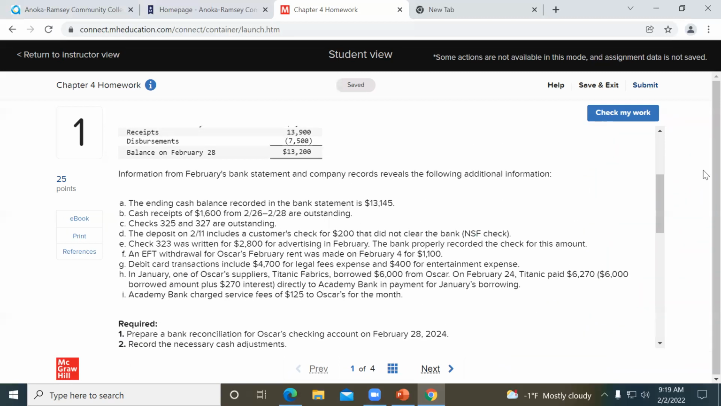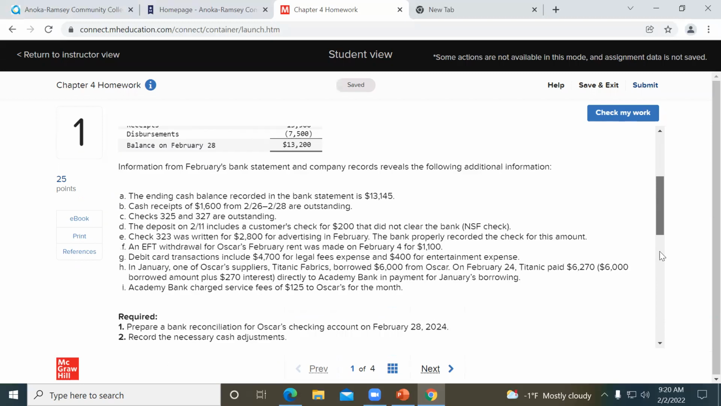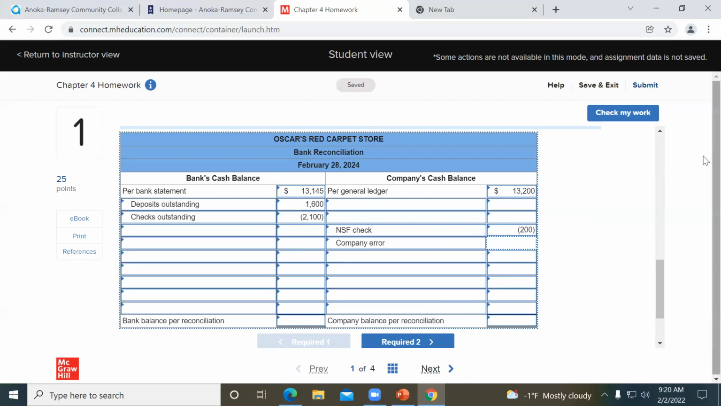Now, check 323 was written for 2,800 for advertising in February. The bank properly recorded the check for this amount. Check 323. Look, we recorded it for 2,500. We screwed up, right? Company error of $300. So really it's 322, or do we just minus the $100?